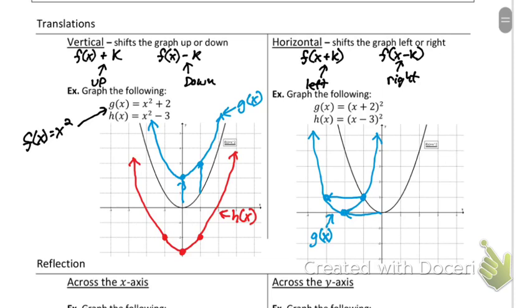Our other one is subtracting 3 inside of our parent function. Rather than x squared, I have x minus 3 squared. So we are going to move right 3. A negative 3 on the inside actually moves it right 3. So we're going to move all of our points right 3. And we're going to do something like that.